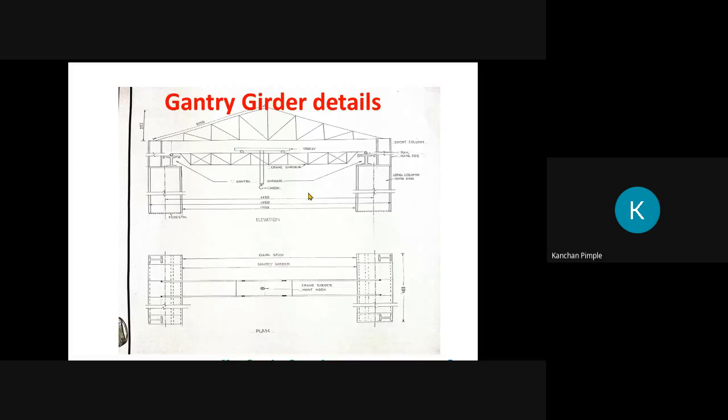What does that mean? If this I section size is ISWB 600 and the channel is ISMC 300, you have to draw this with the scale. Is it clear how to draw the elevation of roof truss with gantry girder? Hello? Yes, ma'am. Any doubt regarding this?